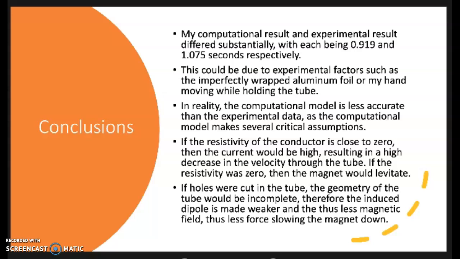If the resistivity of the conductor is close to zero, then the current will be high, resulting in a high decrease in the velocity through the tube. If the resistivity was zero, then the magnet would levitate. If holes were cut in the tube, the geometry of the tube would be incomplete. Therefore, the induced dipole is made weaker and thus less magnetic field, thus less force slowing the magnet down.